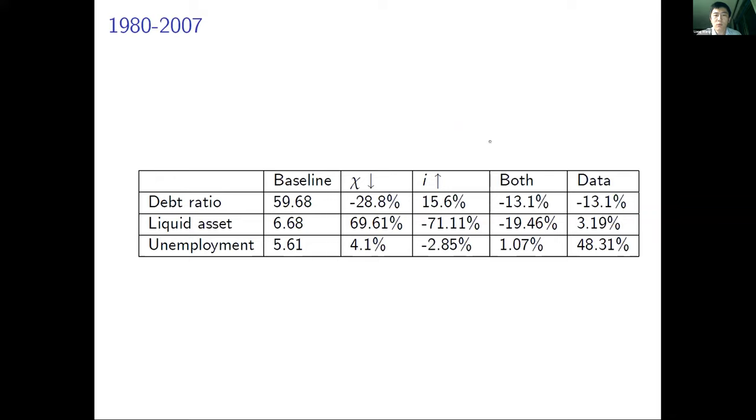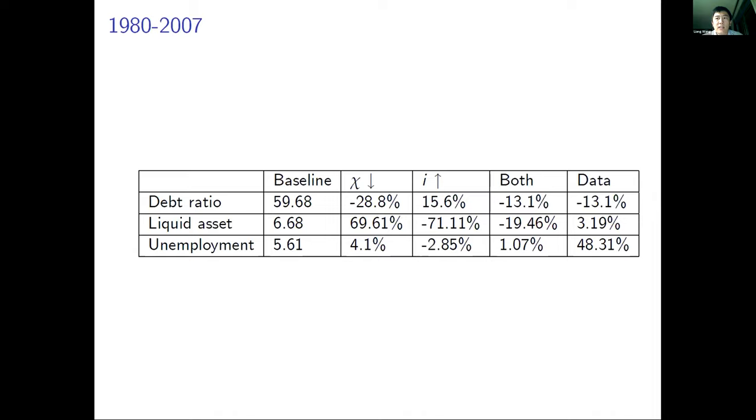So the next picture, what I'm trying to do in this exercise is similar to what Zach did in their RED paper. We are standing at the standpoint of 1984 to 2007, so we use the average data points in this time period to pin down the parameters. Now we're going to adjust the parameters to fit the debt ratio in the time period of 1980 to 1984, before this time period. That period has the feature of a lower debt ratio and a higher nominal interest rate.